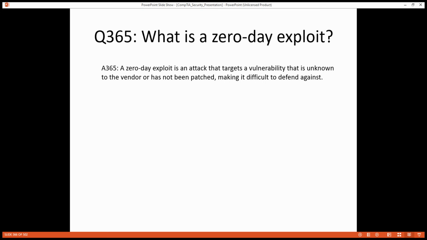Q365. What is a zero-day exploit? A365. A zero-day exploit is an attack that targets a vulnerability that is unknown to the vendor or has not been patched, making it difficult to defend against.